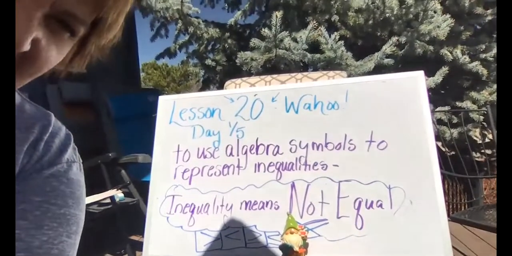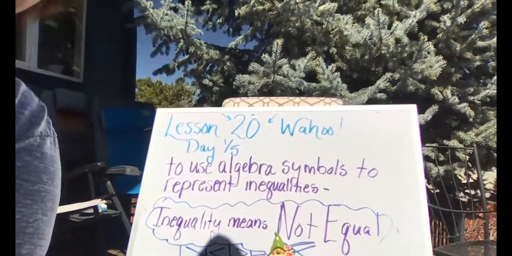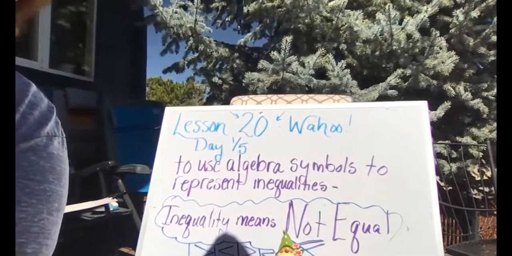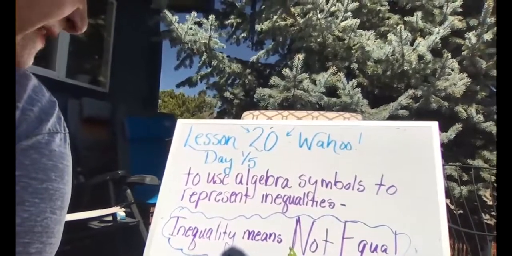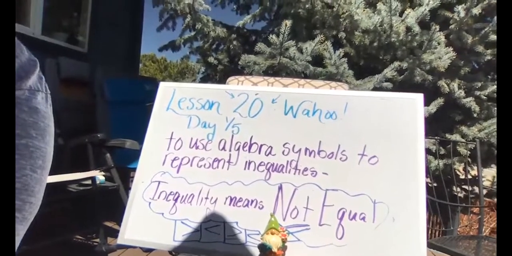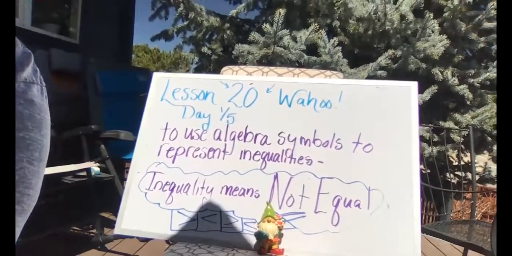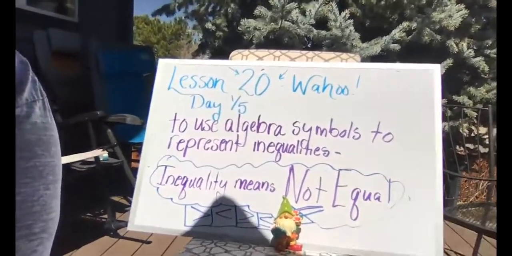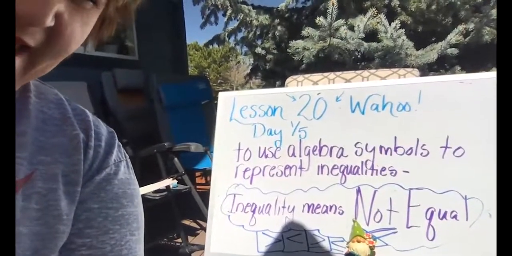Okay, today's lesson is lesson 20, day 1 of 5, and we're going to use our knowledge of algebra symbols, like variables and operations of addition and subtraction, to represent inequalities. Now notice, boys and girls, inequalities according to our little gnome, and this is my other gnome. He's got all his hands still intact. An inequality, of course, means not equal. And if you look closely, you can see all the different ways to write not equal, greater than, less than, and so on. Alrighty, so back to business.